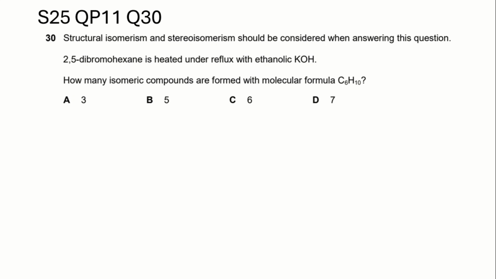Summer 25, paper 1-1, question 30. 2,5-dibromohexane is heated under reflux with ethanolic potassium hydroxide. So this will be an elimination reaction.